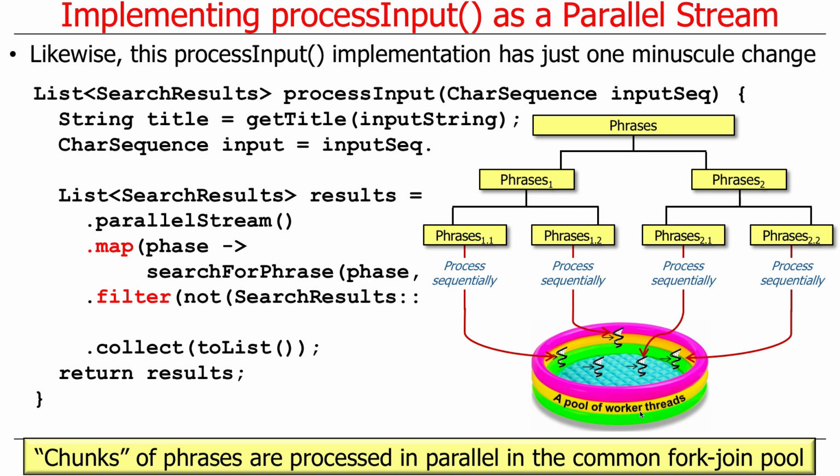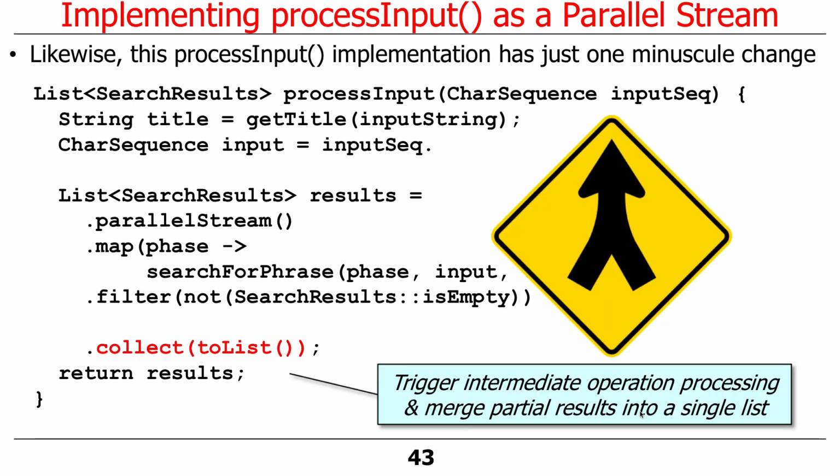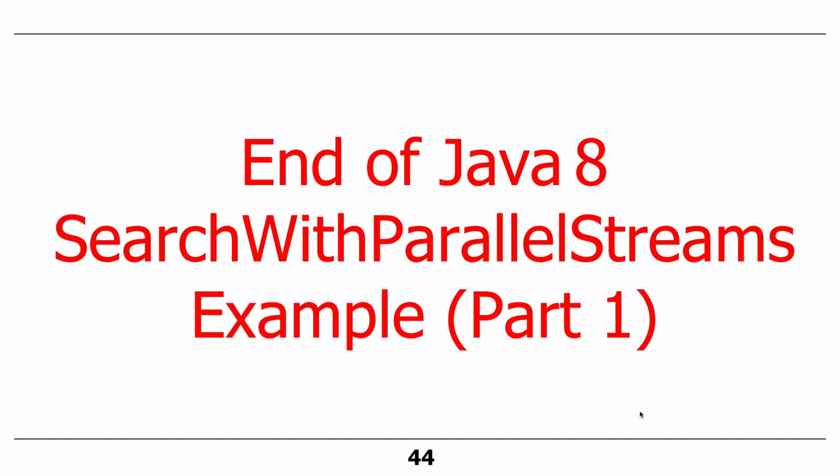But you'll notice that you don't have to write these tasks anywhere. It's only the implementation of the streams framework that's doing all this stuff under the hood through the magic of splitterators. So it's splitting this stuff for you on your behalf without you having to do any of the splitting yourself, unlike what you had to do for assignment 2. And then when we're done here, we go ahead and collect everything together, and that triggers the intermediate processing and merges all the results into a single list of search results, which are then returned. Okay, so that's an overview of how that program works.